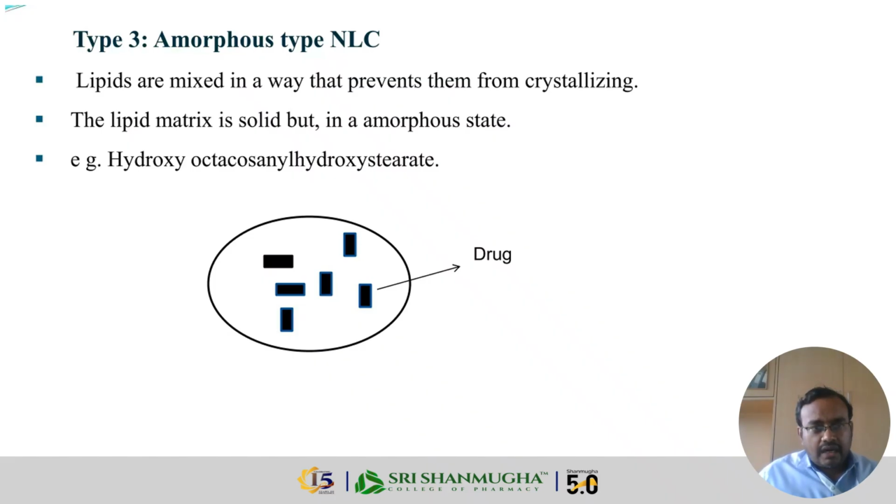Then the next one is the amorphous type of NLC. The lipids are mixed in such a way that prevents them from crystallizing. Okay, in the first type there can be a crystallization problem. In the amorphous type the lipids are mixed in a way that prevents crystallization. So the lipid matrix is solid but in the amorphous state. For example, hydroxyoctacosanyl hydroxystearate. Okay, see the diagram, it shows that the drug is incorporated in the amorphous type.